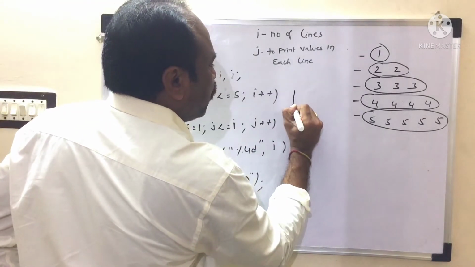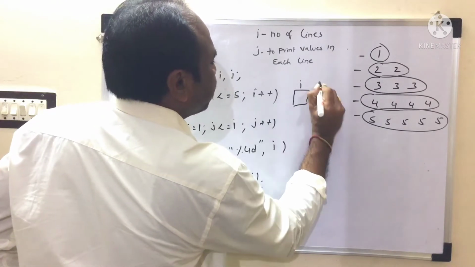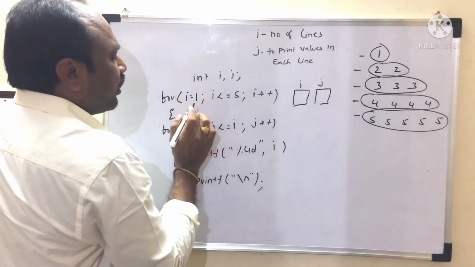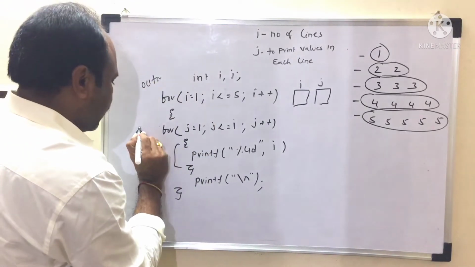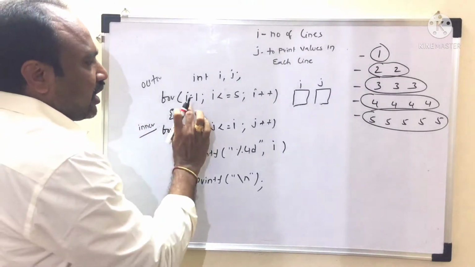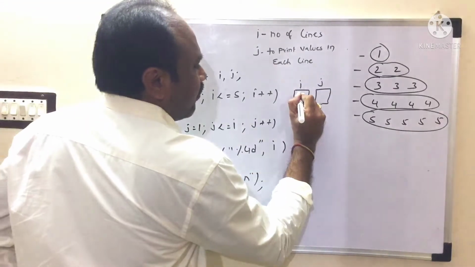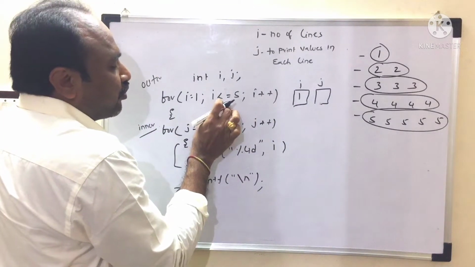How many variables am I using? Two variables, I and J. Come here, outer for loop. This is the outer for loop, this is the inner for loop. I already explained the execution of this. I equal to 1, I value 1. Check the condition of the outer for.